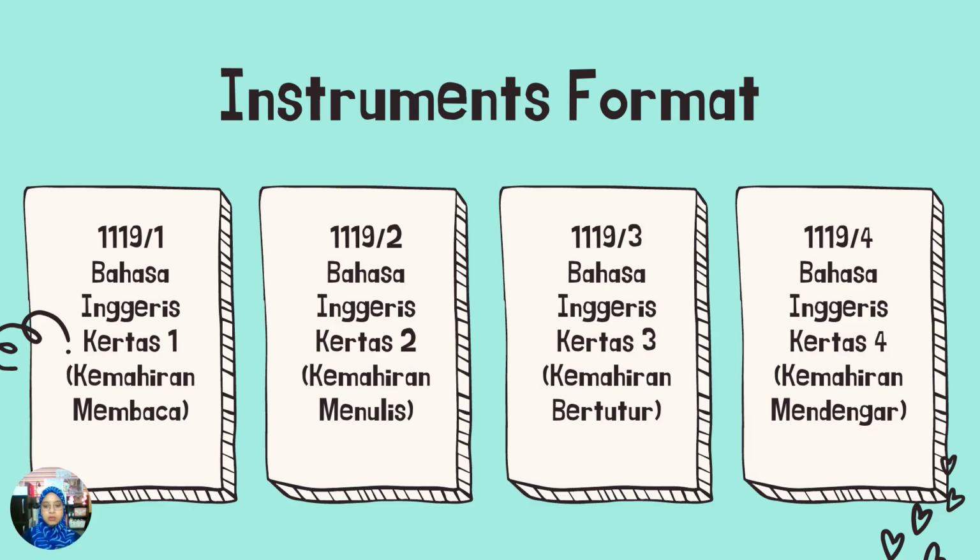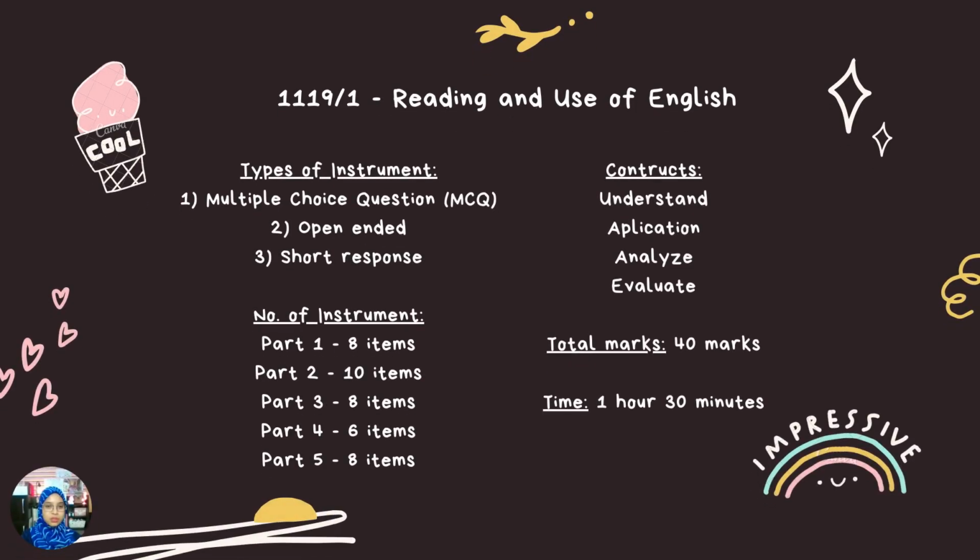Alright, so let's not waste our time. Let's go straight away to the first instrument, Reading and Usage of English. So for this instrument, there are 3 instruments for this paper. You would have multiple choice questions, the MCQ. So you will have options of A, B, C, or A, B, C, D for this part.